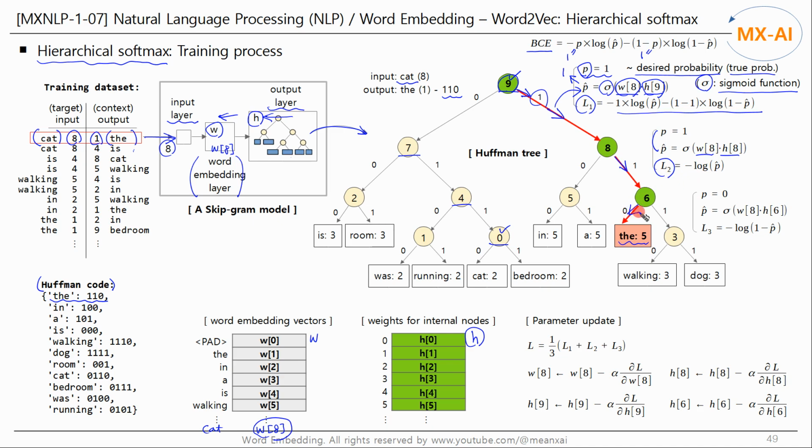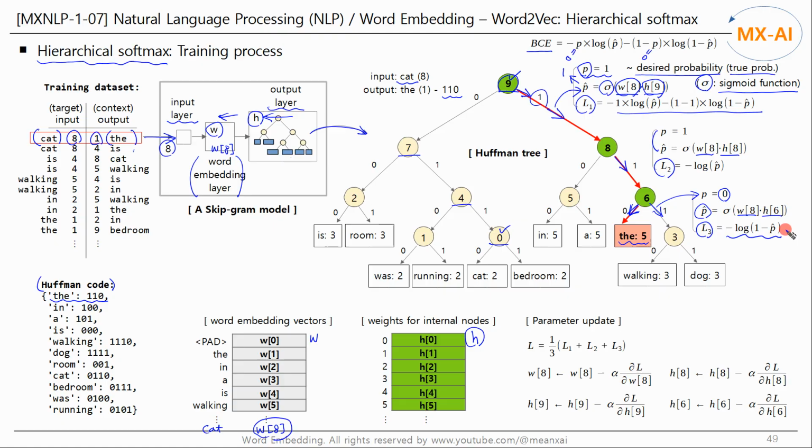Finally, we calculate the probability of moving left from node 6. This time, the true probability is 0. That is, since we have to move to the left, the probability of moving to the right is 0. Using W8 and H6, we compute the loss function L3 as follows. Since the true probability is 0, L3 becomes like this.